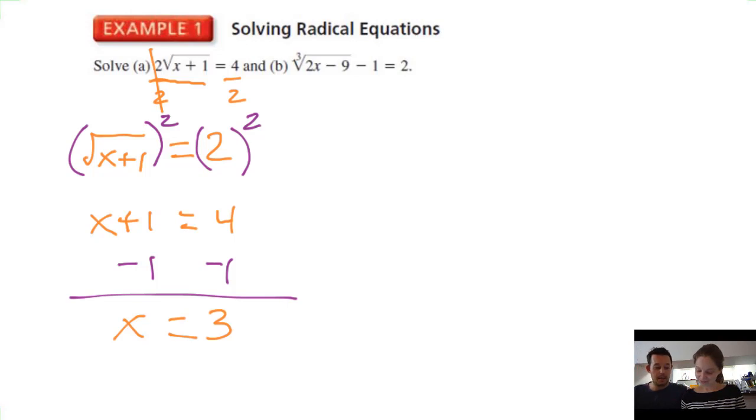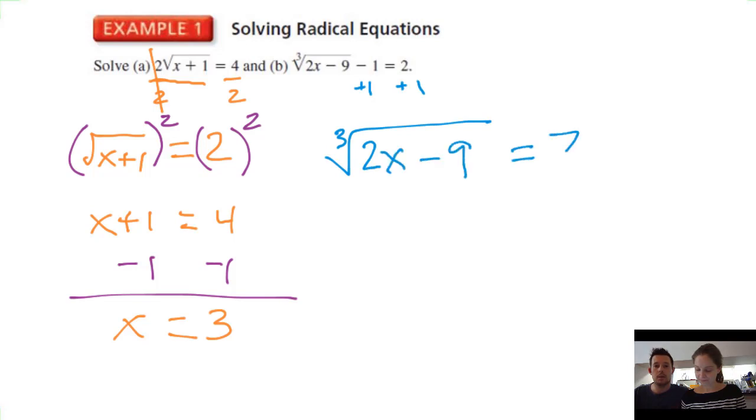All right, so in letter B, the first thing we see, we want to isolate the root, which in this case is a cube root or the third root. But in order to do that, we need to move the negative 1 to the other side. So we'll add 1 to both sides. And we'll end up with the cube root of 2x minus 9 equals 3.